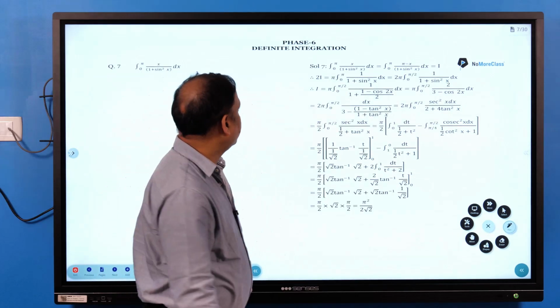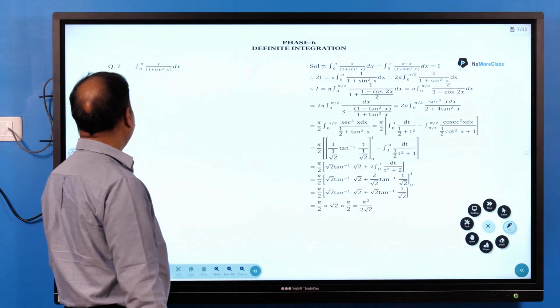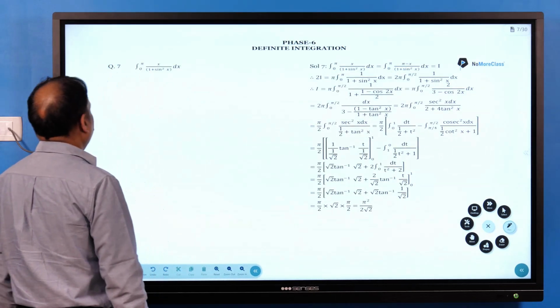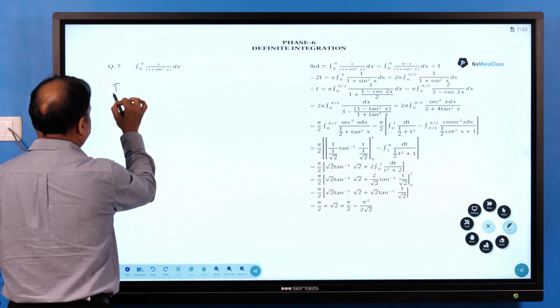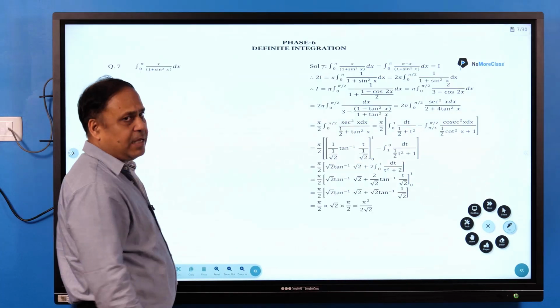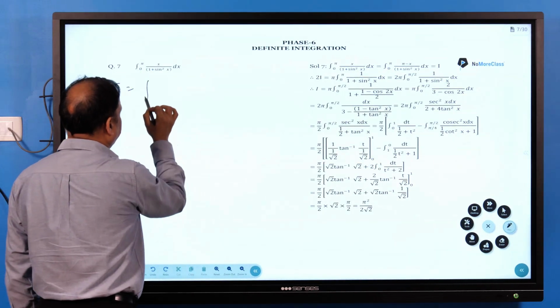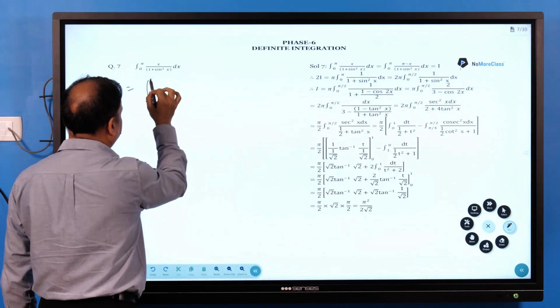So now come to the next question of the phase 6 definite integration, Exercise 1, question number 7. So first, definitely x is there, a trigonometric function is there. So there is only one method. I will apply the King's rule. That means the a plus b minus x property, 0 to pi.